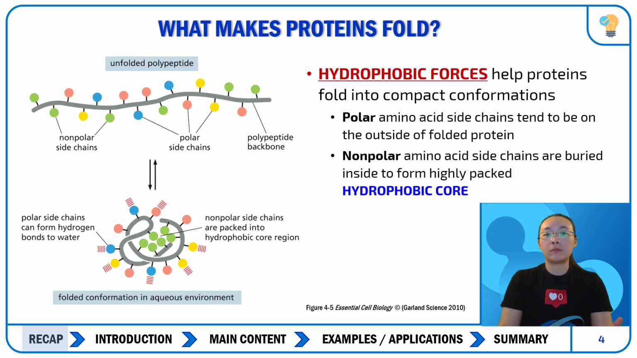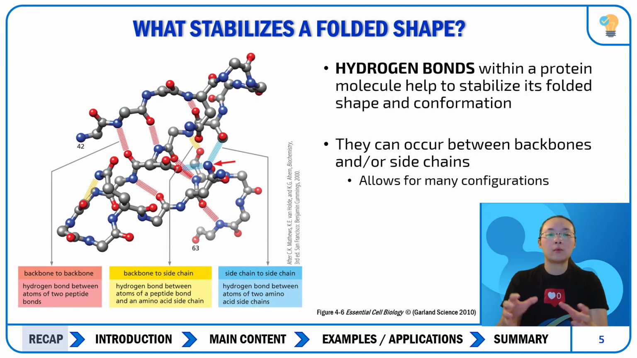So first of all, what makes proteins fold? Just as a quick summary, we learned that hydrophobic forces are going to help proteins fold into compact conformations. So we want to focus on the hydrophobic core that is created. That means non-polar amino acid side chains are going to want to be grouped in the middle where they're in contact with one another. Once they've folded into a specific conformation, your hydrogen bonds are going to help stabilize your protein's folded shape.